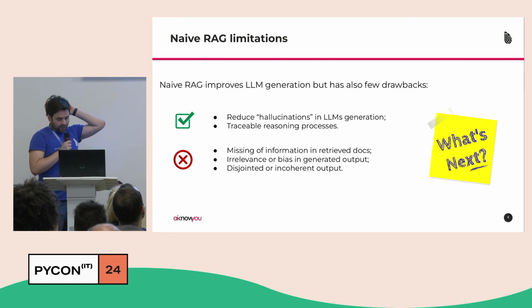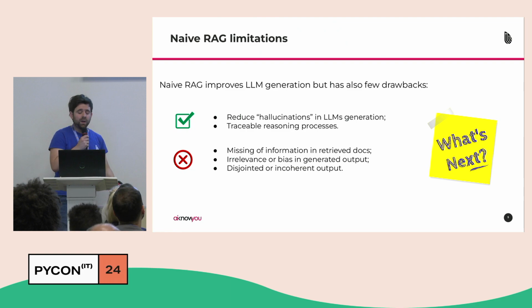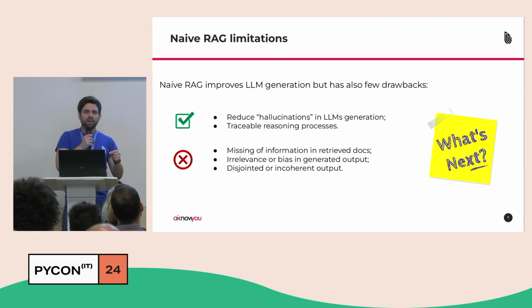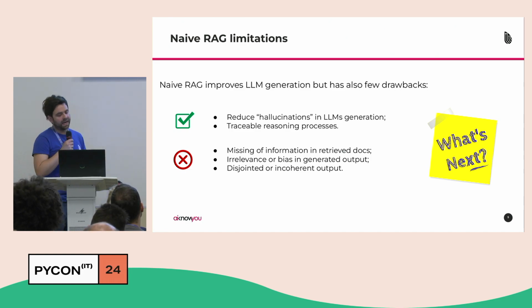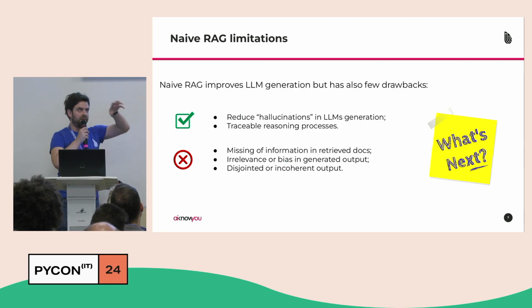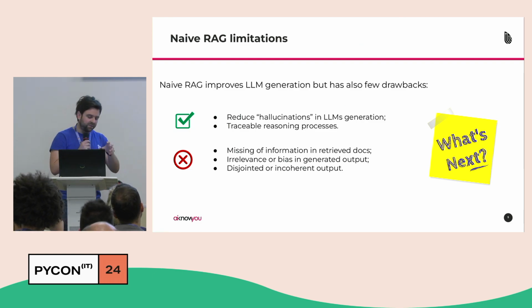Cool. Hallucinations are reduced in LLM generation. We can even trace the components, so the output of each component is traceable, and it's an advantage for us, because before RAG, the LLM was an input, a black box, and then an output. Here we have different components with a partial output.